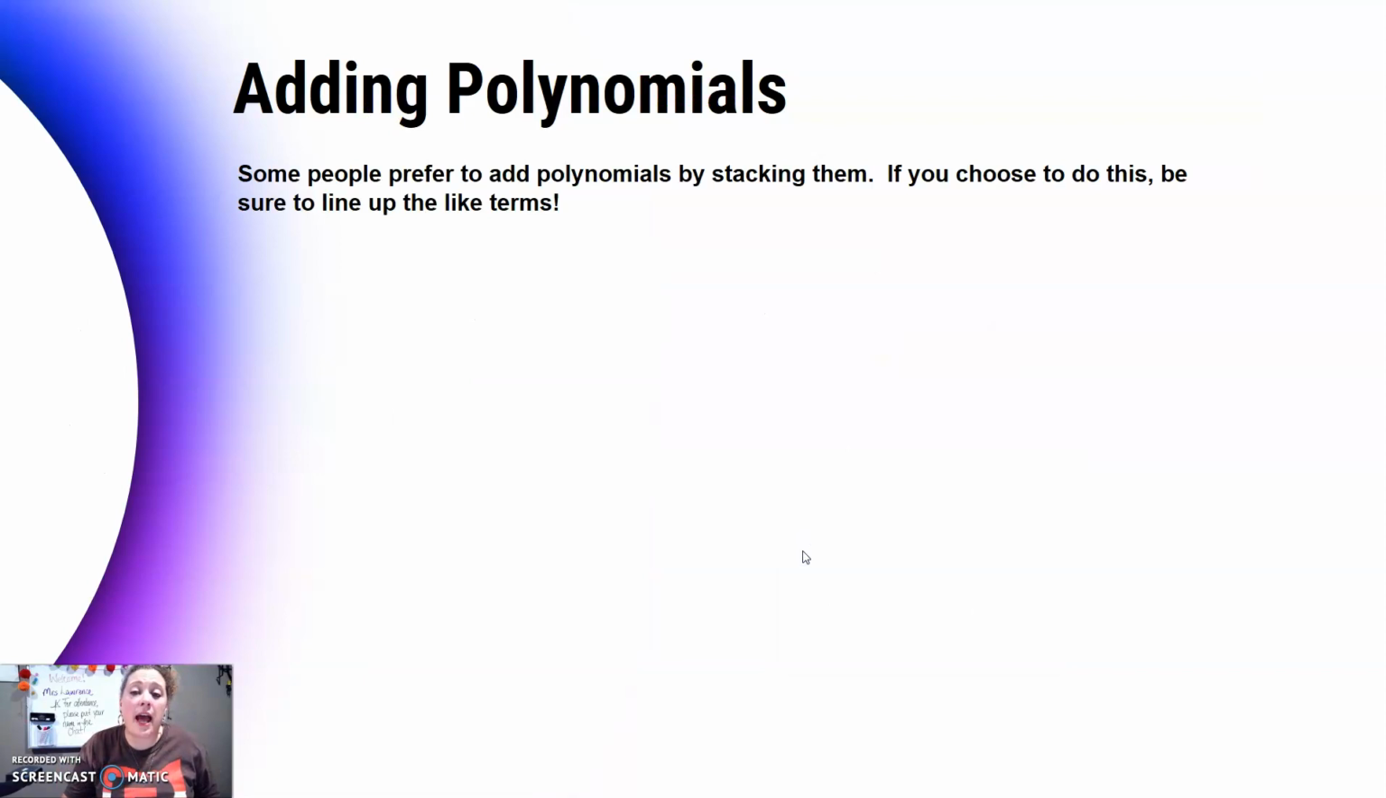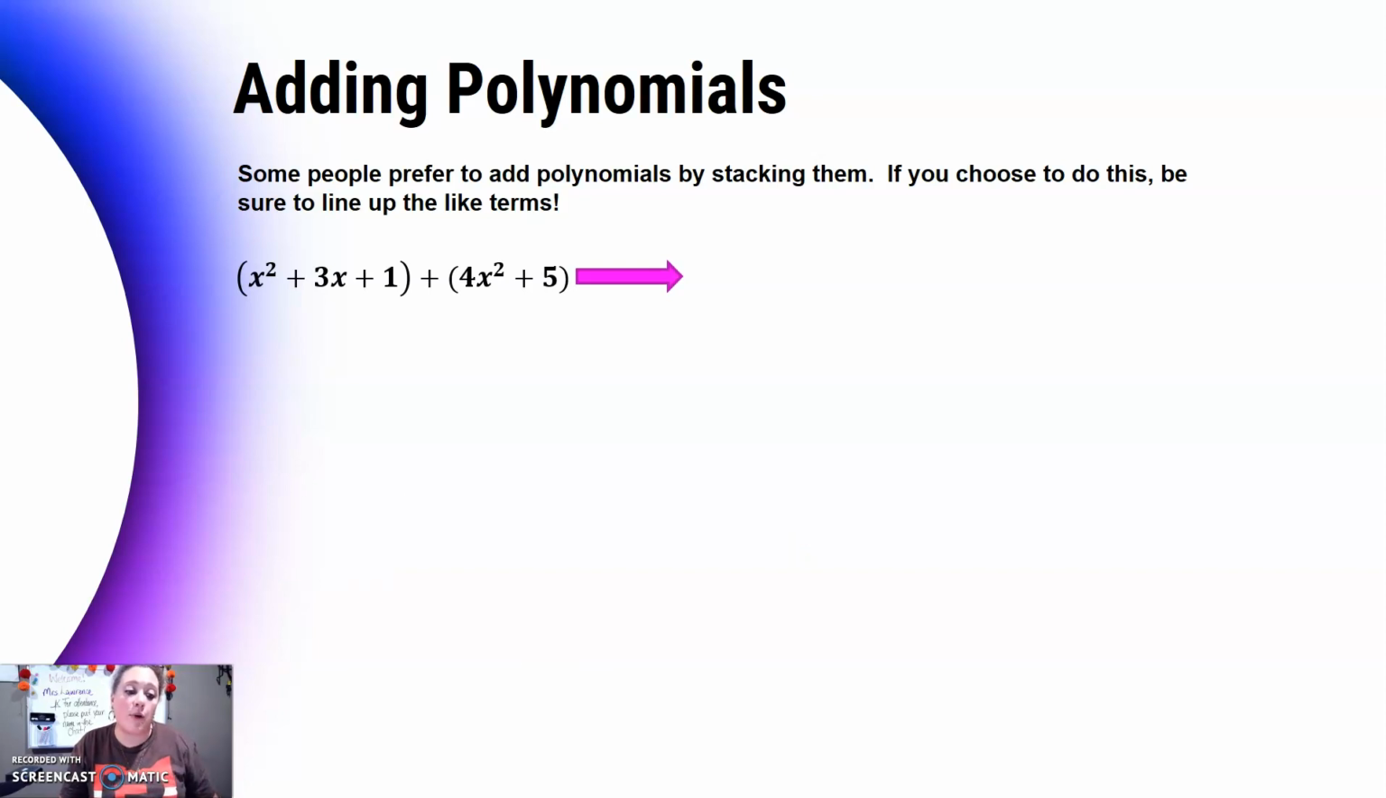So some people prefer to add polynomials by stacking them. If you choose to do this, you have to make sure you line up your like terms. I wasn't taught this way in school. There's nothing wrong with this way. I usually don't do it this way, but by all means you can if it makes sense to you. And a lot of people it does.